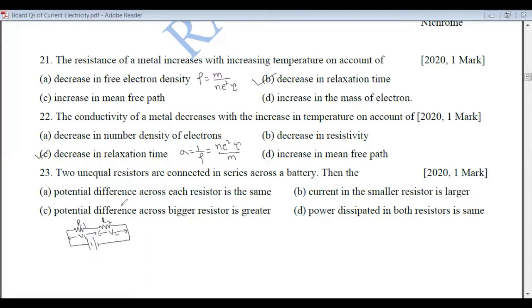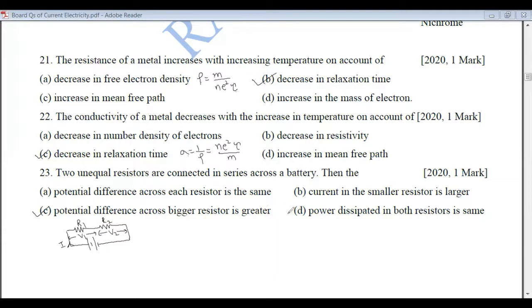So A option is incorrect. B option is the current in the smaller resistor is larger. We know that in series combination, the current flowing through each of the resistors is the same. So B option is also incorrect. C option is potential difference across the bigger resistor is greater. More the resistance, the more the potential difference developed across it. So the C option is correct.